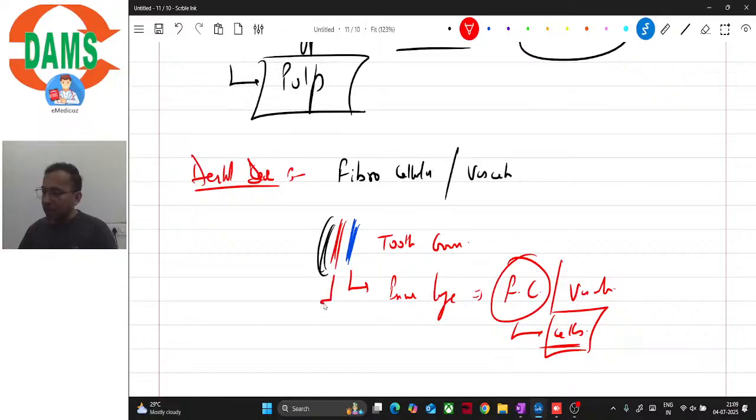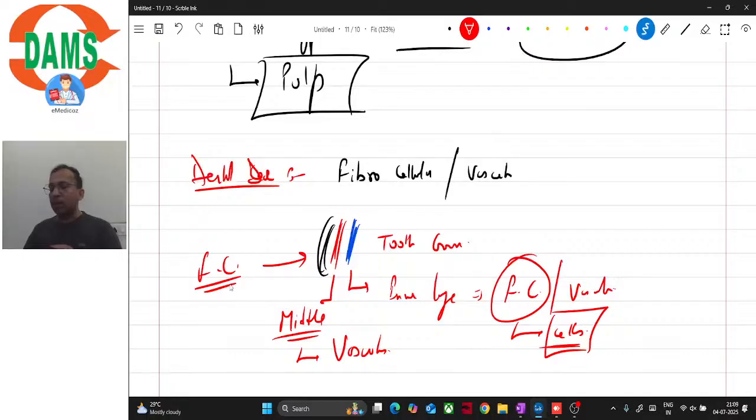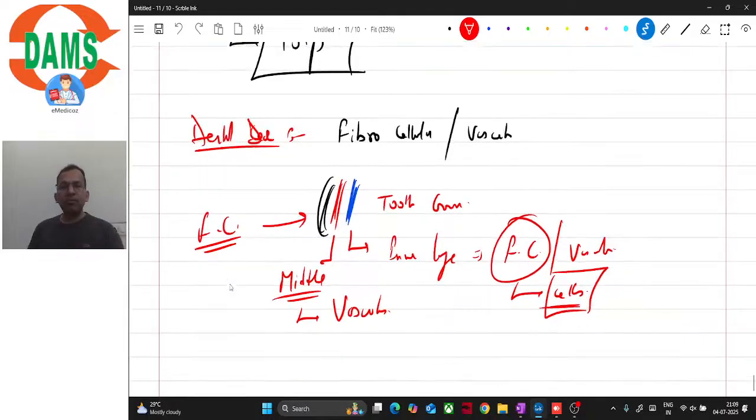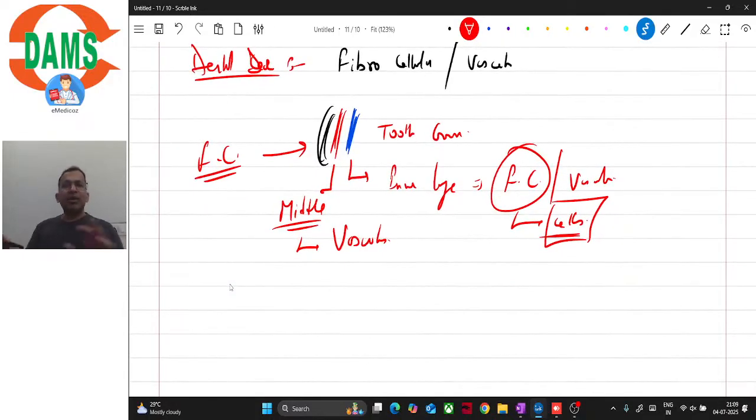The middle layer is more vascular, and the outer layer is again fibrocellular. So outer layer is fibrocellular, inner layer is fibrocellular, but the inner layer is more cellular, and the middle layer is vascular. It is more vascular. Obviously, in the entirety of dental sac, there are blood vessels, there are fibers, there are cells, but the cells are more concentrated on the inner layer, vessels more in the middle layer, right?